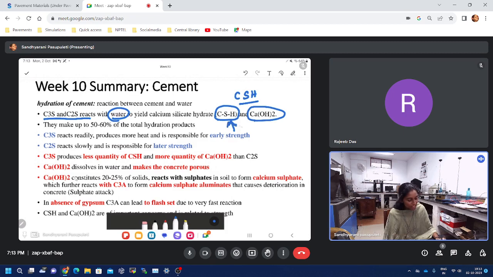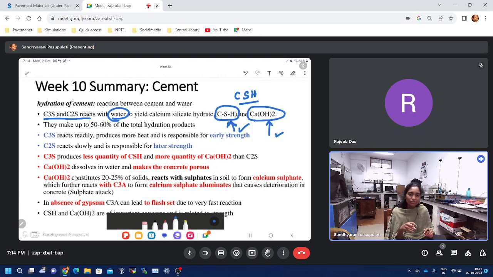So we know that CSH is beneficial, but if we have more calcium hydroxide, what happens? This calcium hydroxide can be dissolved into the water. Let us say now the cement, when I added water, has formed CSH gel and also Ca(OH)2. CSH is giving higher strength to my cement, but whenever this cement comes in contact with water in future, whatever calcium hydroxide is present in the cement will be dissolved. Then what happens? The place where calcium hydroxide is present will become porous, a void will be formed.